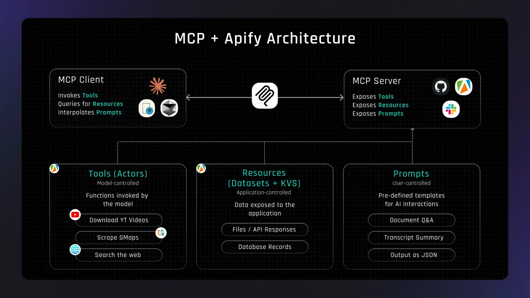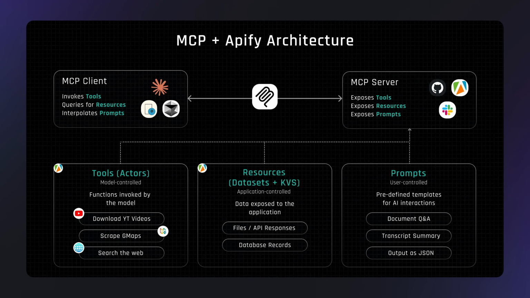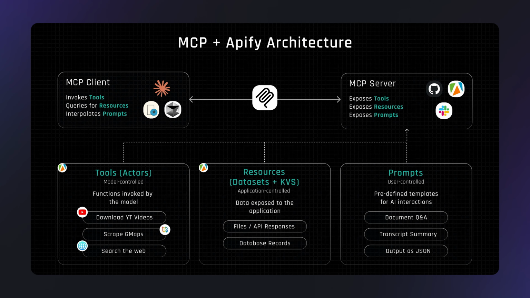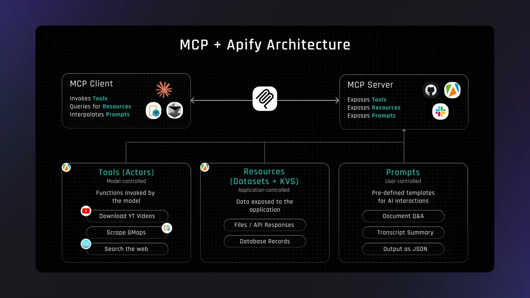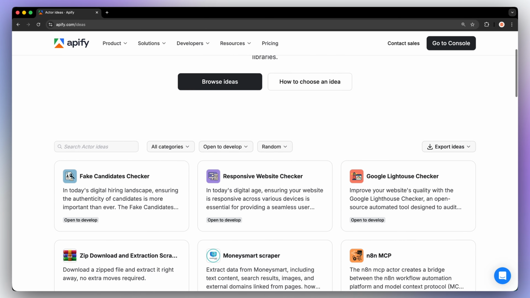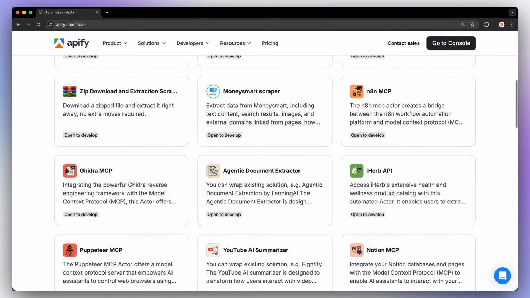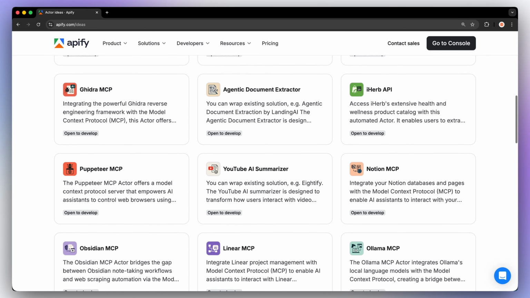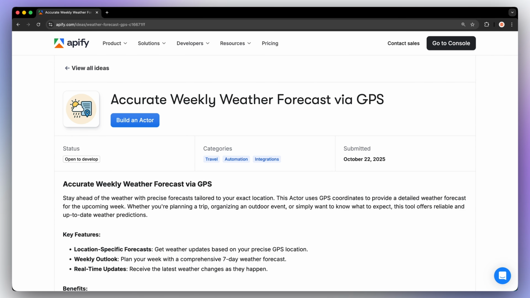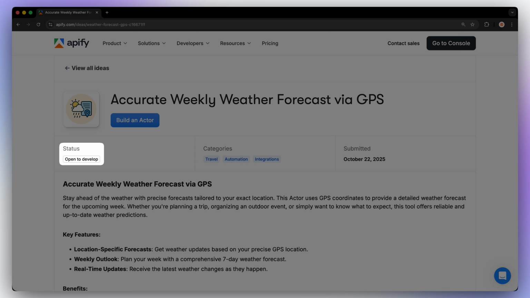Or take a look at the latest developments: AI agents and model context protocol servers. MCP servers allow AI agents to interact with external tools, and turning these into actors makes them instantly remotely accessible. Okay, but where do you find these ideas? The easiest place to start is the Apify Actor Ideas page. This is a list of tools that have the potential to be great actors, handpicked by Apify or requested by the community. If you see an idea marked Open to Develop, you can go ahead and build it.